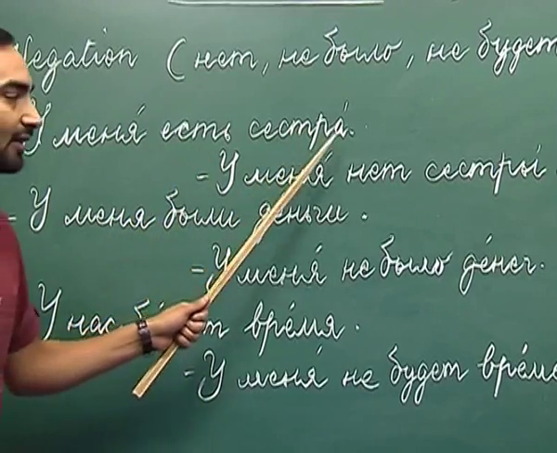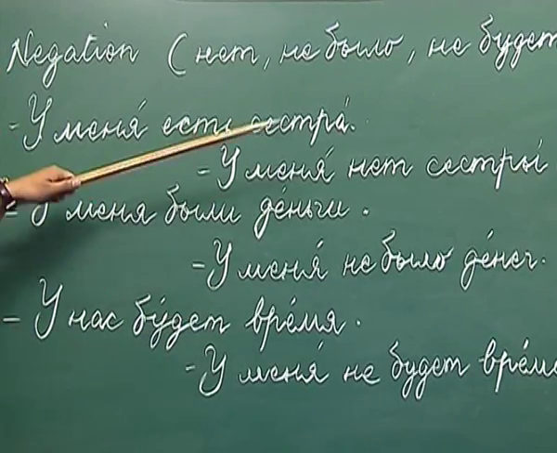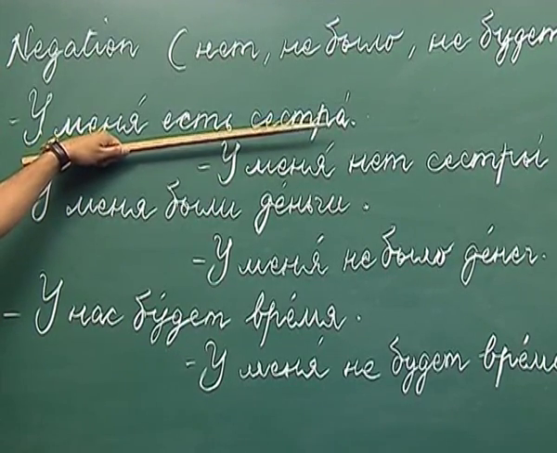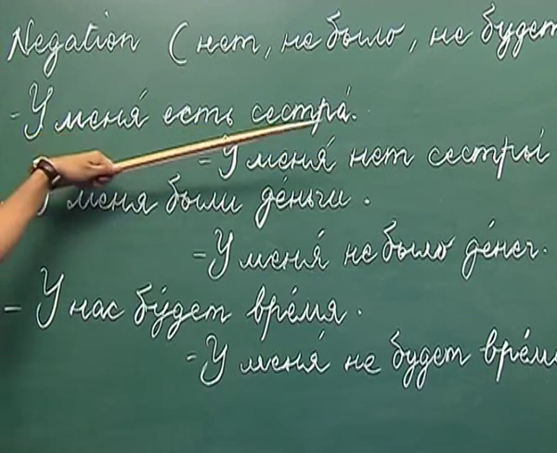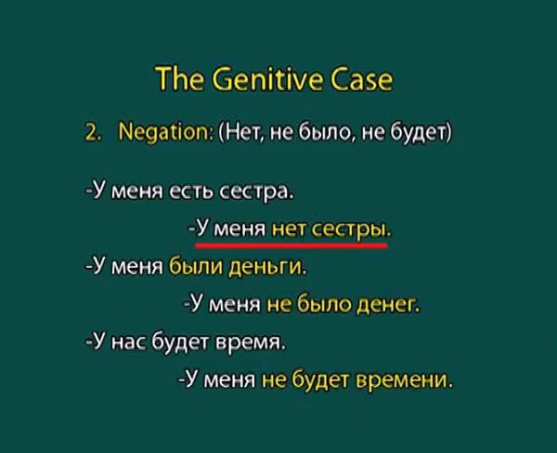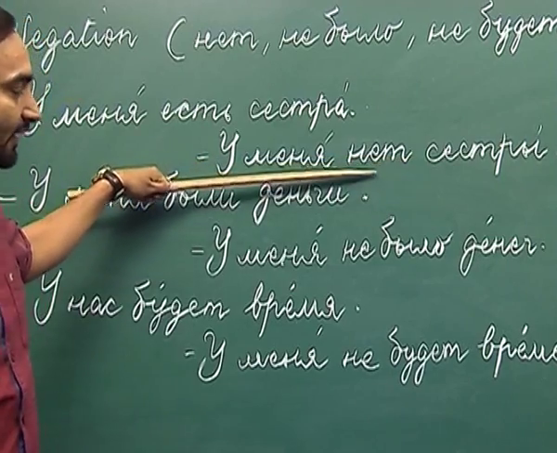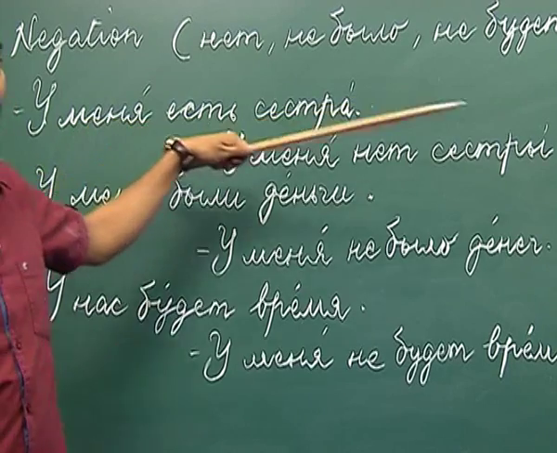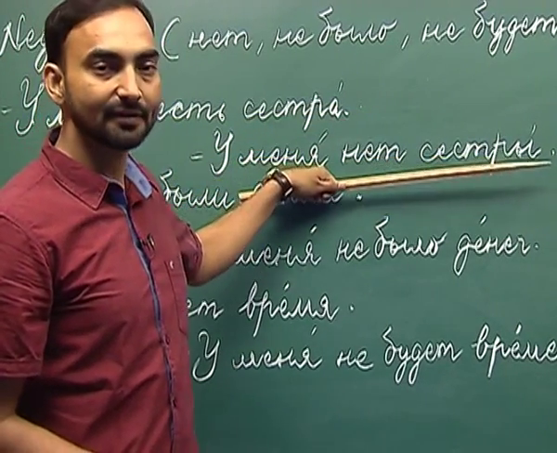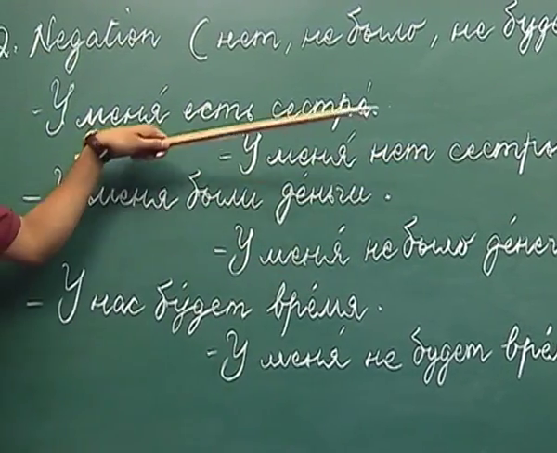У меня есть сестра. I have a sister. Here, as you can see, сестра is in the nominative case. What if we convert this sentence into a negative construction? У меня нет сестры. Here we are using нет, which denotes the negation. When we use the negation, we cannot use the nominative case, we use the genitive case. Сестра has become сестры. У меня нет сестры. I do not have a sister. This was in the present tense.